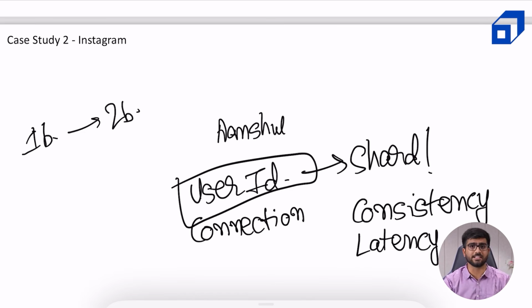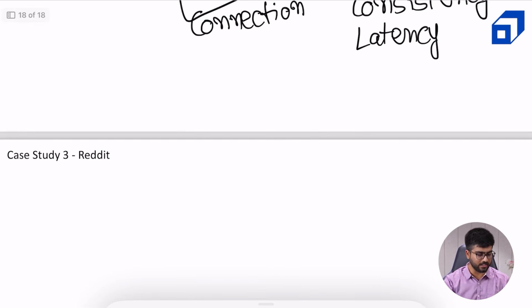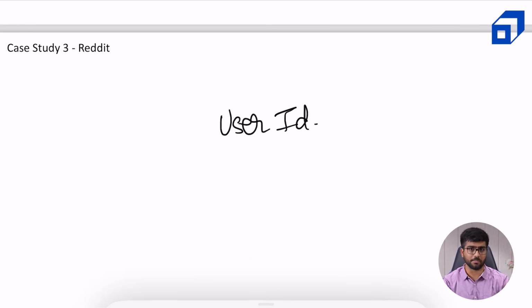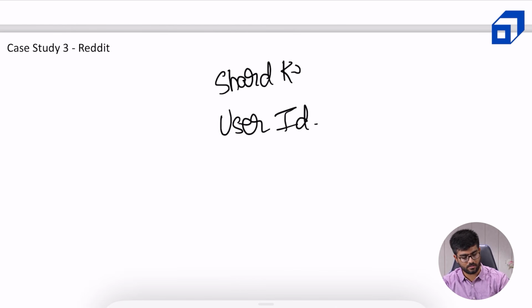Now the third case study is interesting. Right now I have talked about 2 case studies in which sharding has proved to be beneficial. Now the third case study is of Reddit, where people post thoughts and some people comment on those thoughts and so on. What happened in Reddit was they decided to shard the data based on user ID, similar to what Instagram did. Shard key is user ID.